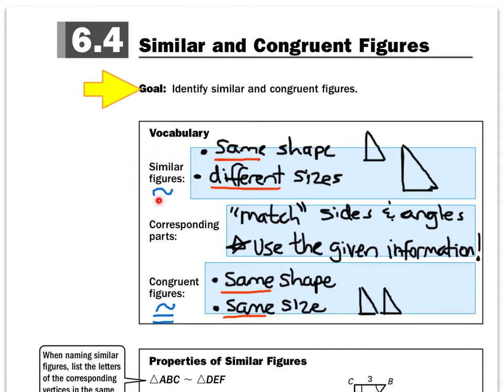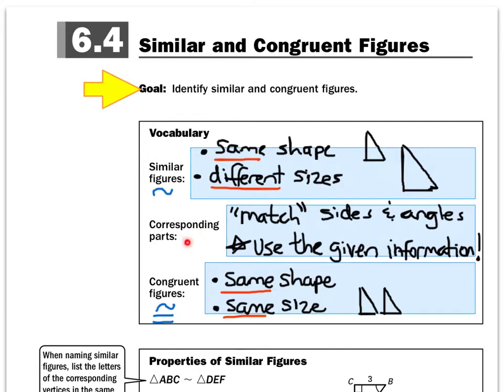All right, take a look at similar figures. There's a symbol in geometry and algebra that we use, and it looks like a wave, and that just means that two shapes are similar. And that means they have the same shape, but they're different sizes. So one looks like a copy of another, like you enlarged it. Okay, so one's small and one's big.